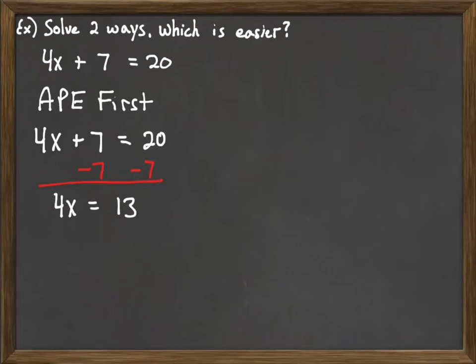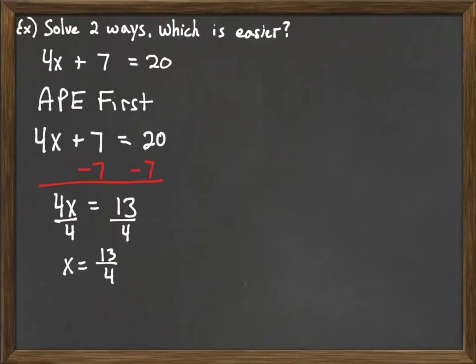And at this point now we can invoke our multiplication property by dividing by that number. So we divide both sides by 4. The 4's cancel out on the left-hand side, leaving us with just an x. And then our answer is 13 over 4. So that's the addition property first.